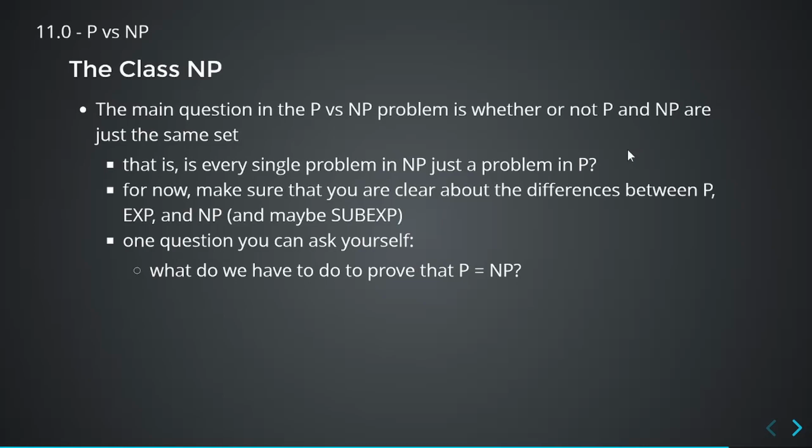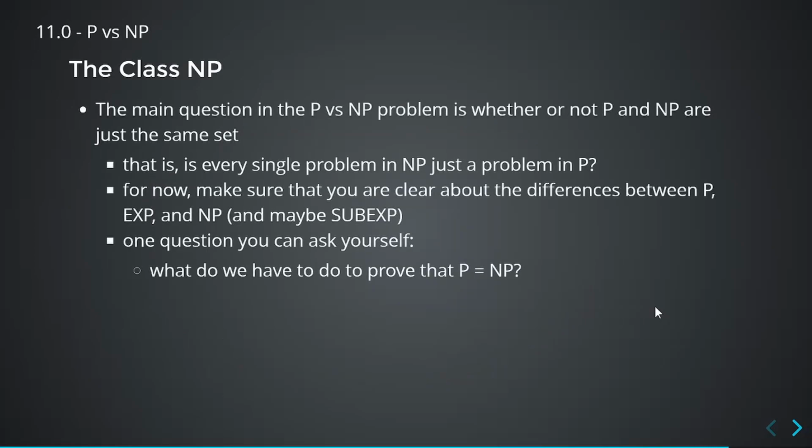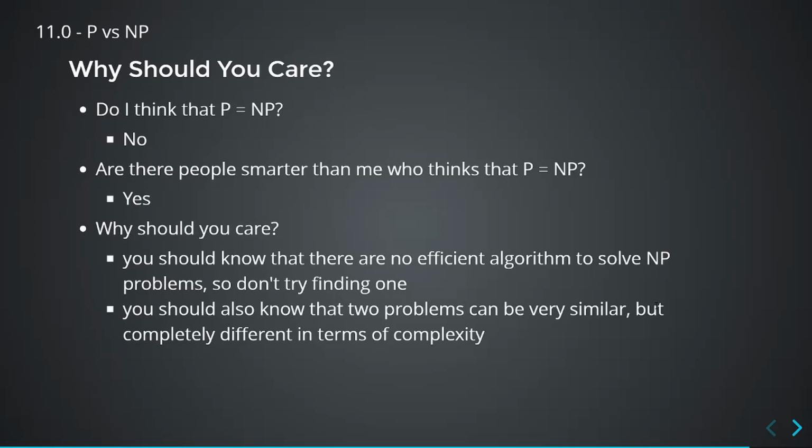And one question you can ask yourself is, what do you have to do to prove that P is NP? Now, if you look back at the picture here, it means that you have to show that every single NP problem can be solved in P time, which sounds insane. But we're gonna see how to do this. Well, no one has done it, but they have a plan. They know the way, and we're gonna see what they try to do. Okay, and we'll do that in the next lecture.